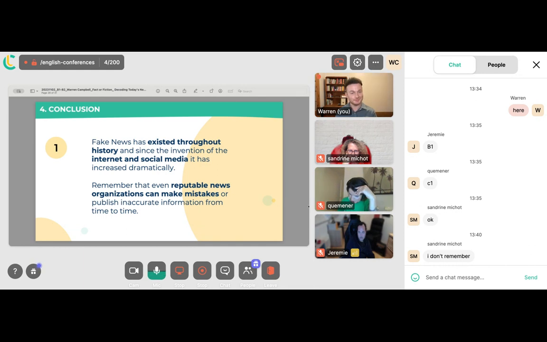So in conclusion for today, fake news is not a new concept. It has existed throughout history. And since the invention of the internet and social media, it has increased dramatically. Remember that even reputable news organizations can make mistakes or publish inaccurate information from time to time. This happens a lot. Usually what the reputable companies will do is they will include a note on the article to say that it has been edited and this is the change that it's made.